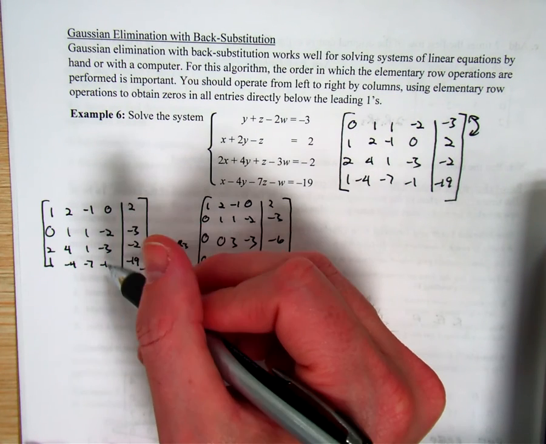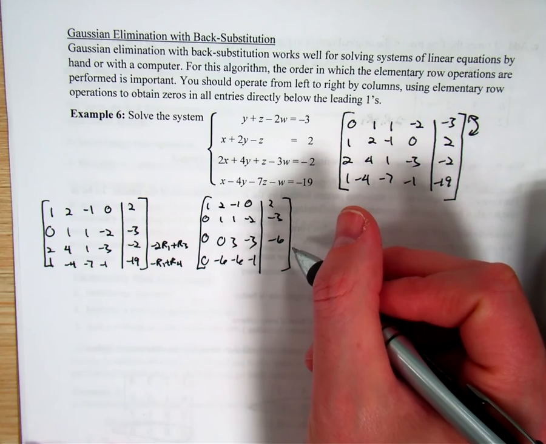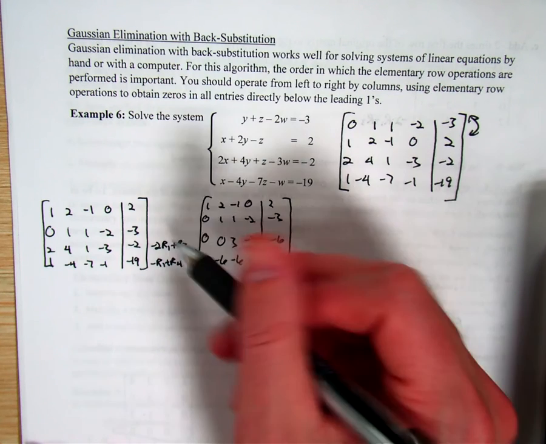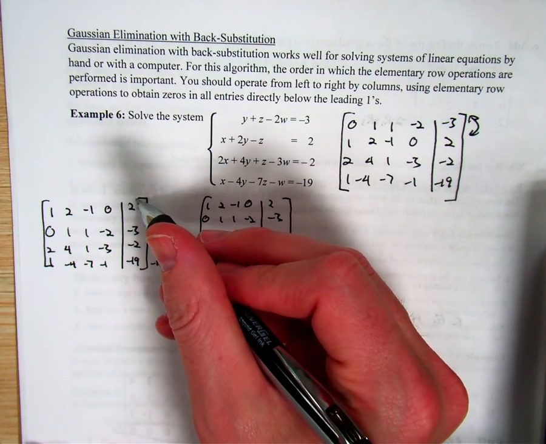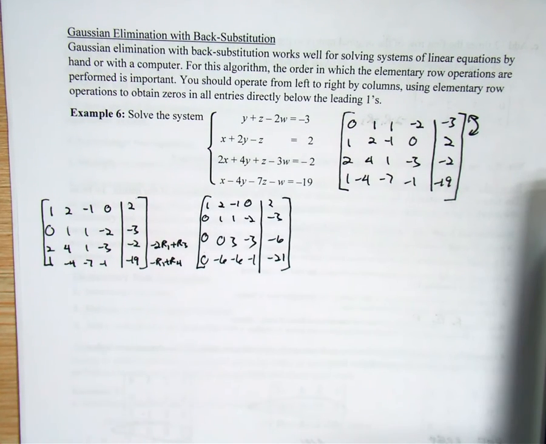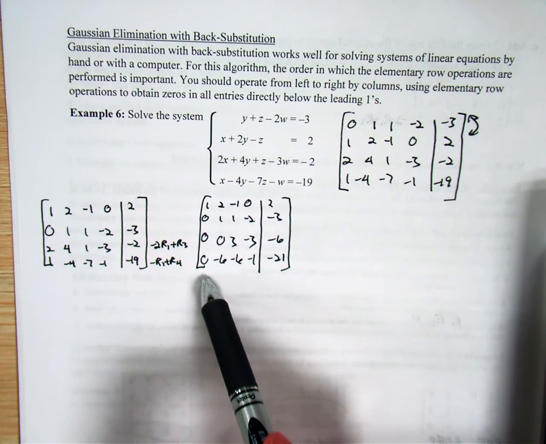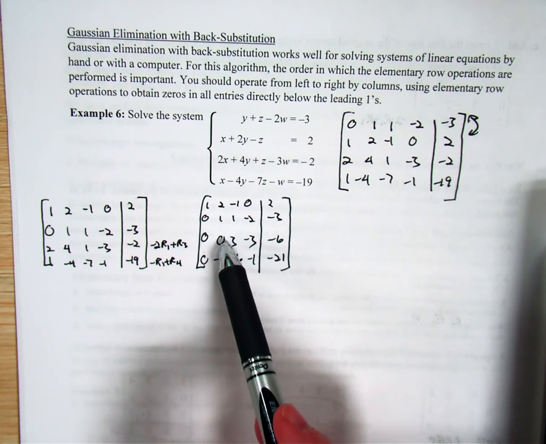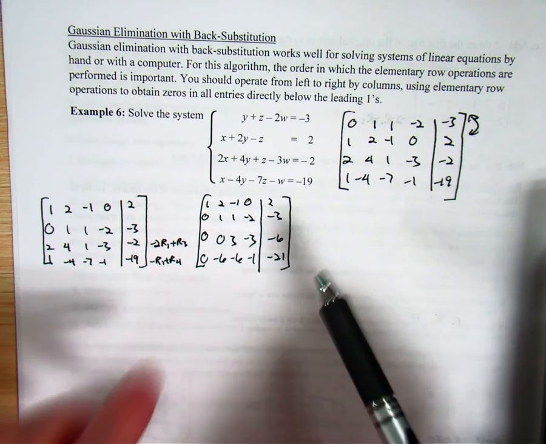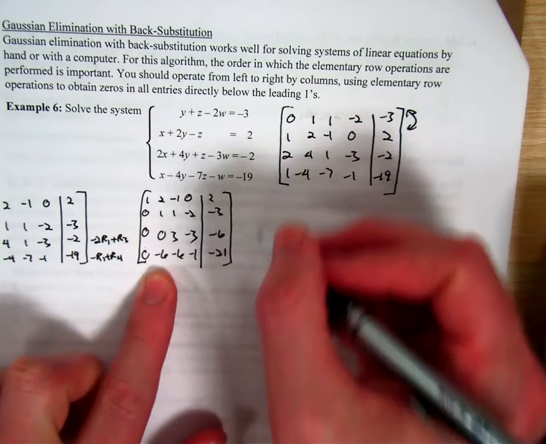Negative 1 times 0, and then a negative 1 is just negative 1 there. Negative 1 times 2, we got negative 2, negative 19, negative 21. Okay, so we got a 1 with all zeros below it. We got another 1 with a 0 below it. We need to get rid of that one. This 6 needs to go.